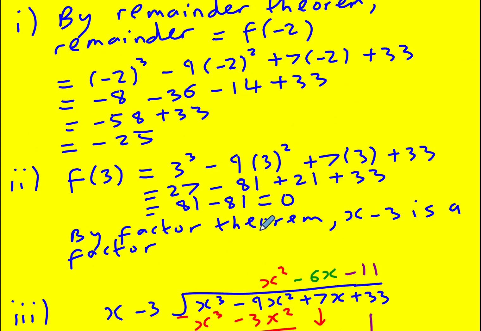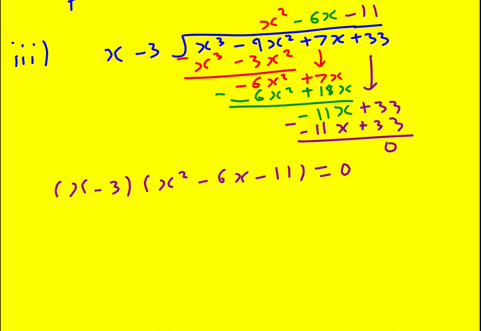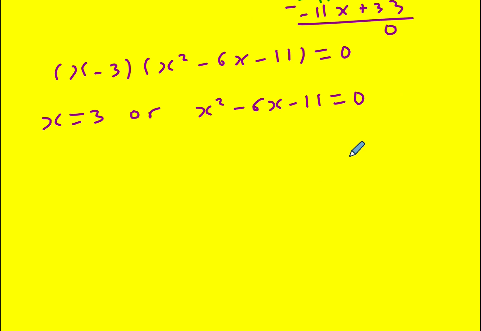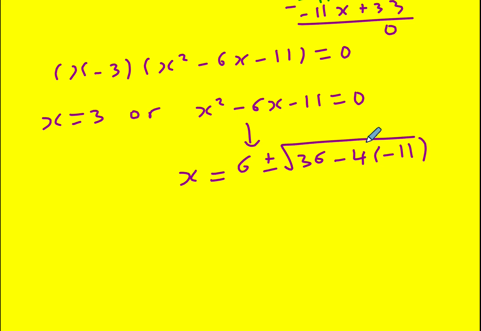Give each root in exact form as simply as possible, so now all we need to do is get x equals 3 or x squared minus 6x minus 11 equals 0. For this we can use the quadratic formula, so x must equal minus b, so that's just 6, plus or minus the square root of b squared, which is 36, minus 4 times 1 times minus 11, divided by 2.